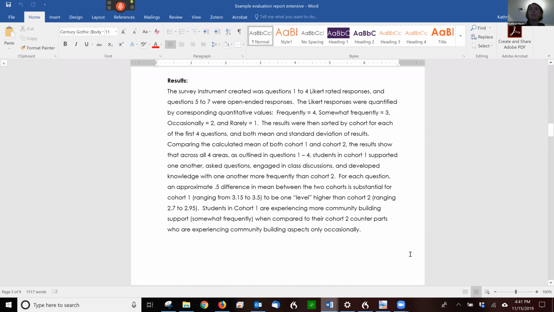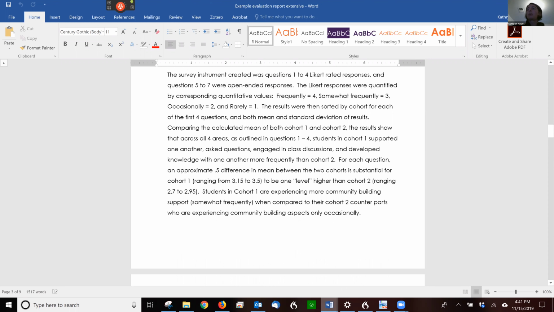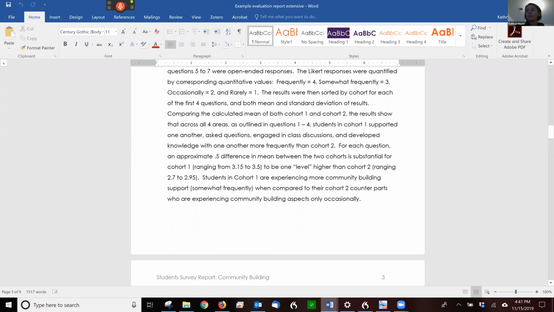The next section is results. You see here they repeat that they have frequently to rarely, etc. You don't necessarily need to repeat that, but you're welcome to. Let's see. So they were comparing cohort 1 and cohort 2. You might end up comparing male to female. You might end up comparing first generation and non-first generation. So you would want to say that. All right.